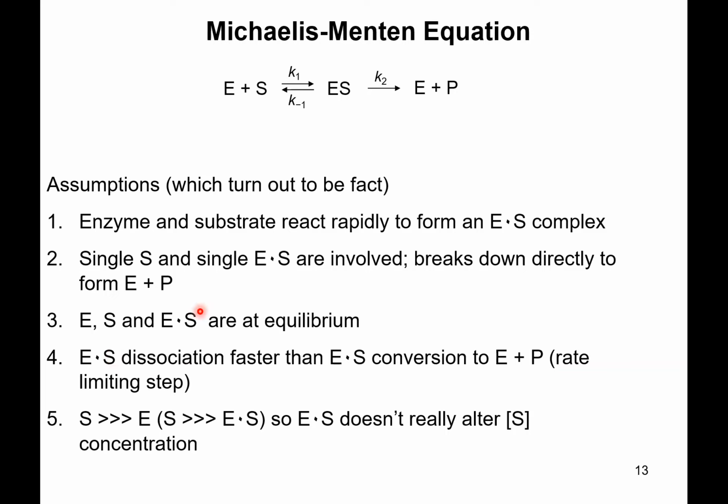Enzyme substrate and enzyme substrate complex are in equilibrium. Enzyme substrate dissociation is faster than enzyme substrate conversion to enzyme and product. That's why this is the rate limiting step. And substrate concentration in general is much greater than enzyme concentration, and therefore substrate concentration is also much greater than enzyme substrate complex concentration. So the formation of this complex doesn't alter the substrate concentration. Those are really the assumptions we make.